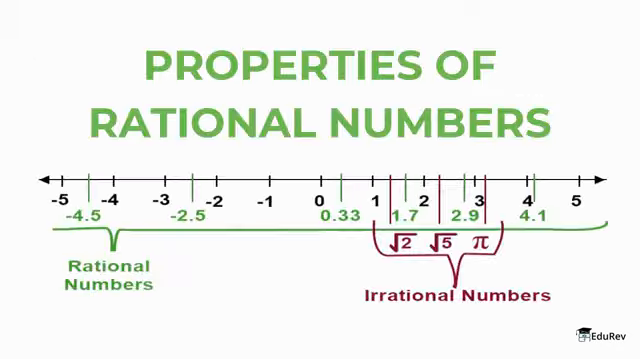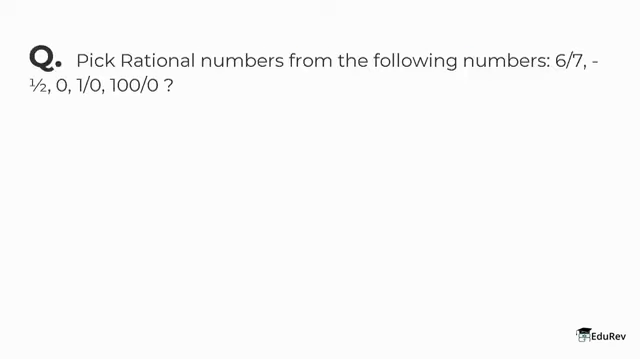All right, let's solve this question now. So what does this question ask? This question basically asks that we need to pick rational numbers from the following numbers. So there is a set of numbers given, that is 6 by 7, 1 by 2, 0, 1 by 0 and 100 by 0. So I need to pick rational numbers out of these numbers.